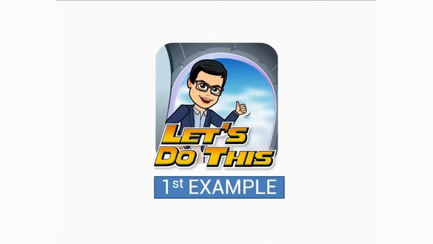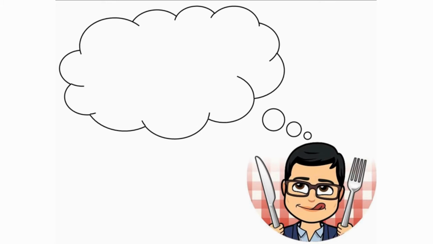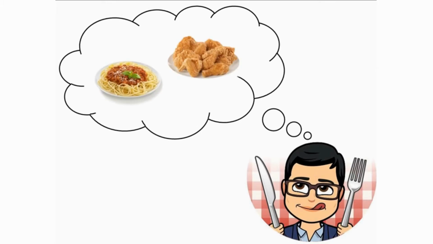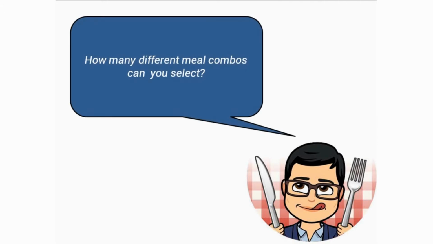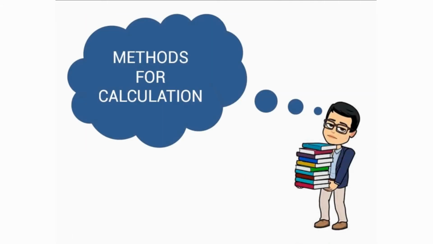Let's have a quick example. You're at the school canteen that allows you to choose a lunch meal from a set menu. You have two choices for the main course, a fried chicken or a spaghetti, and three choices of refreshments: iced tea, buko juice, or pineapple juice. How many different combos can you select? Let's look at two different methods that we could use to calculate this.